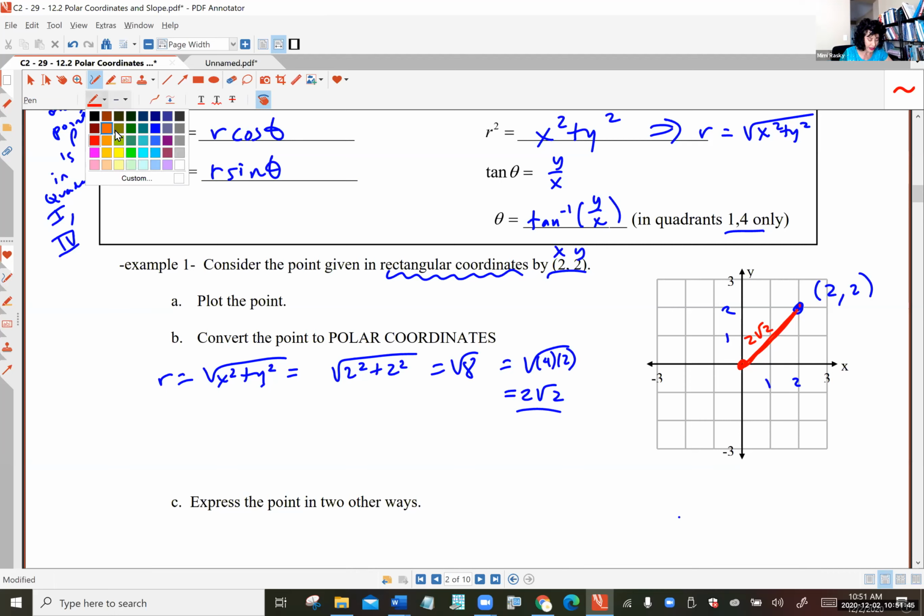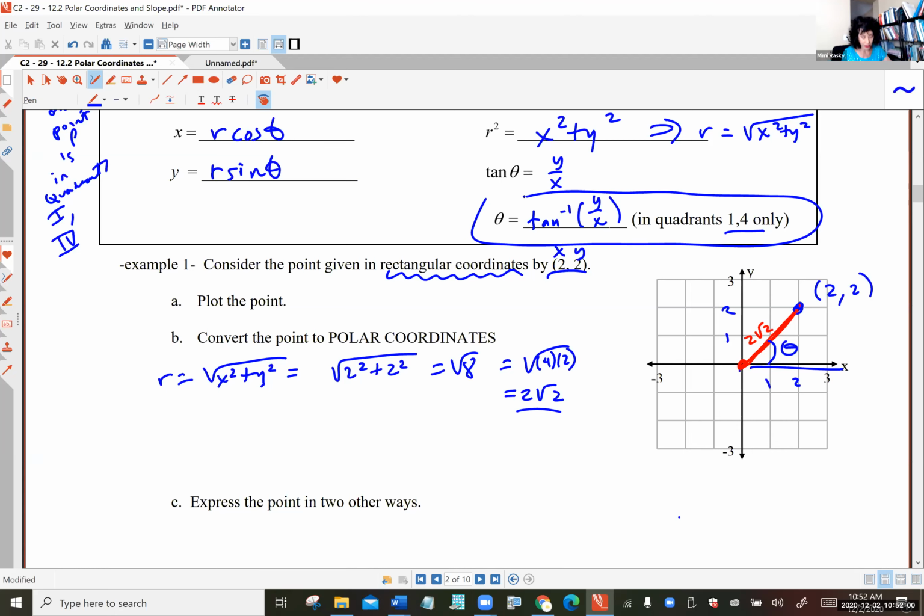Now, what about your theta? What the heck is the theta? Well, they're asking you to find the angle that this line segment here is making with the positive x-axis. That's all. What's that angle? And since we're in quadrant 1, this formula will work very nicely for us. It'll work perfectly. So theta is going to be arctan of 2 over 2, which for us is arctan of 1.